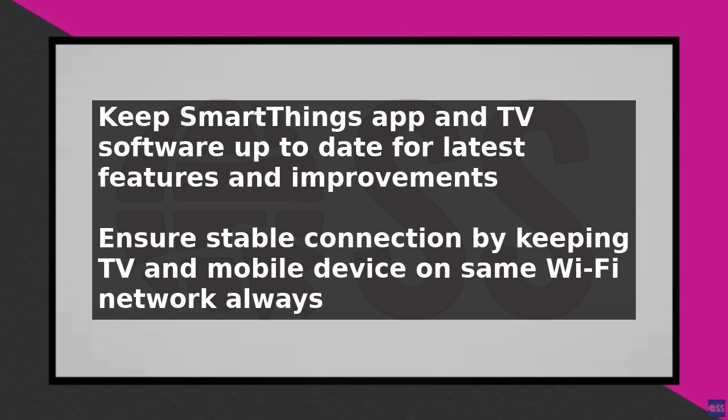To ensure a stable connection, make sure your TV and mobile device are always connected to the same Wi-Fi network. Also, keep your SmartThings app and TV software up to date to get the latest features and improvements. By following these steps and tips, you can easily use Smart View on your Samsung TV and enjoy a more convenient viewing experience.